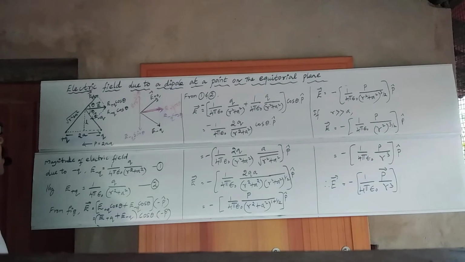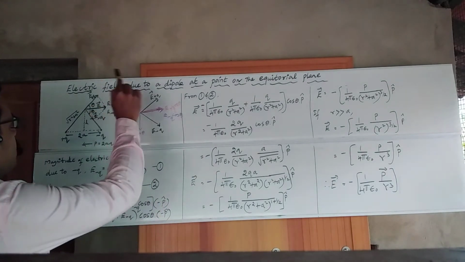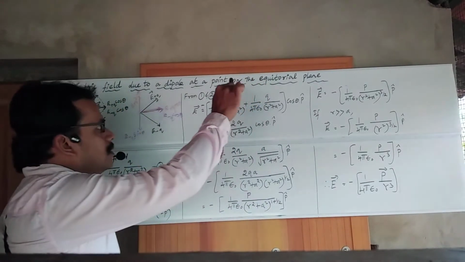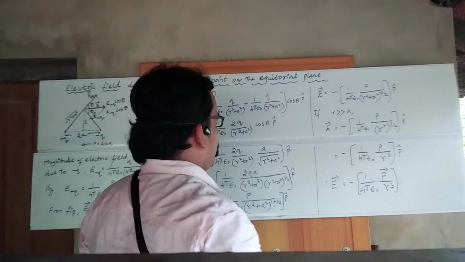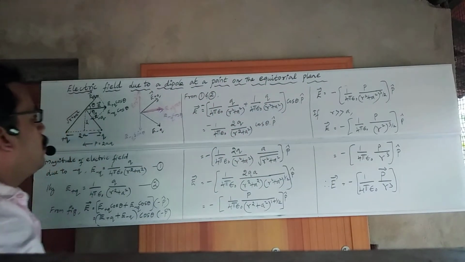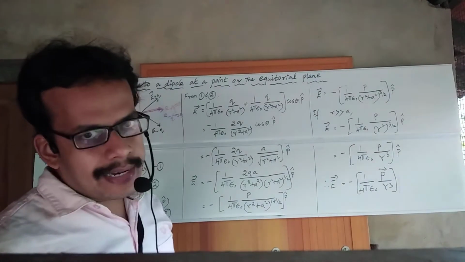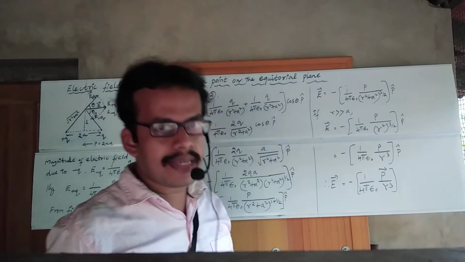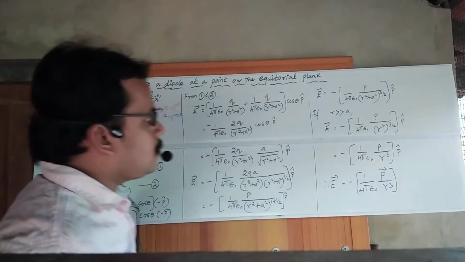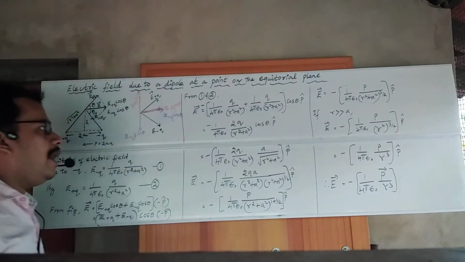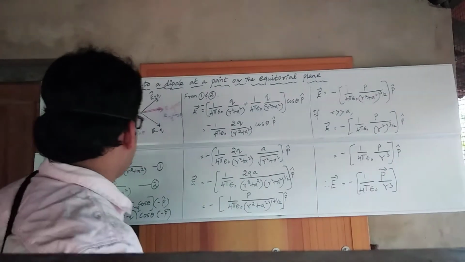Today's topic is a very important derivation that we are going to see now. The derivation is the electric field due to a dipole at a point on the equatorial plane. On the axial line, if you calculate what will be the electric field, that we have discussed in the last video. So this is also very important. So listen carefully and you can write down also.